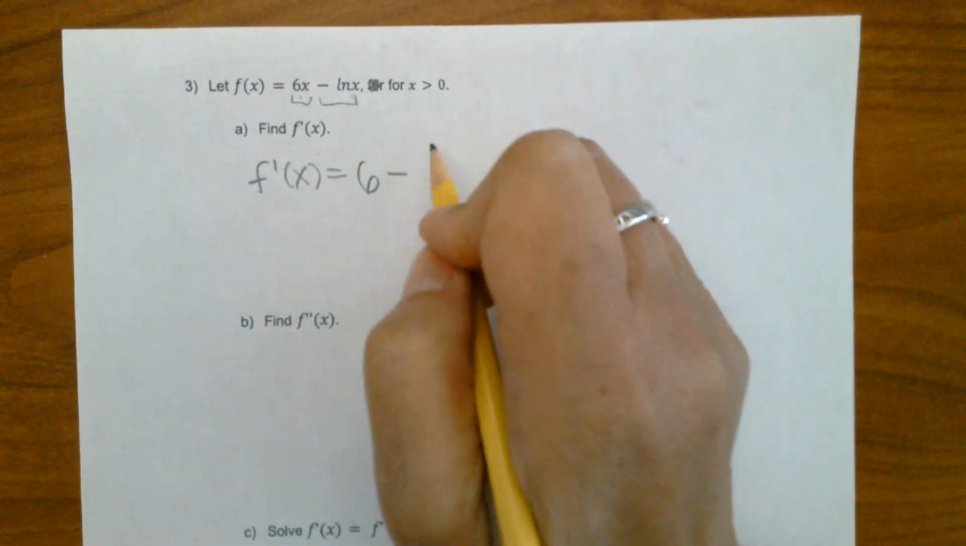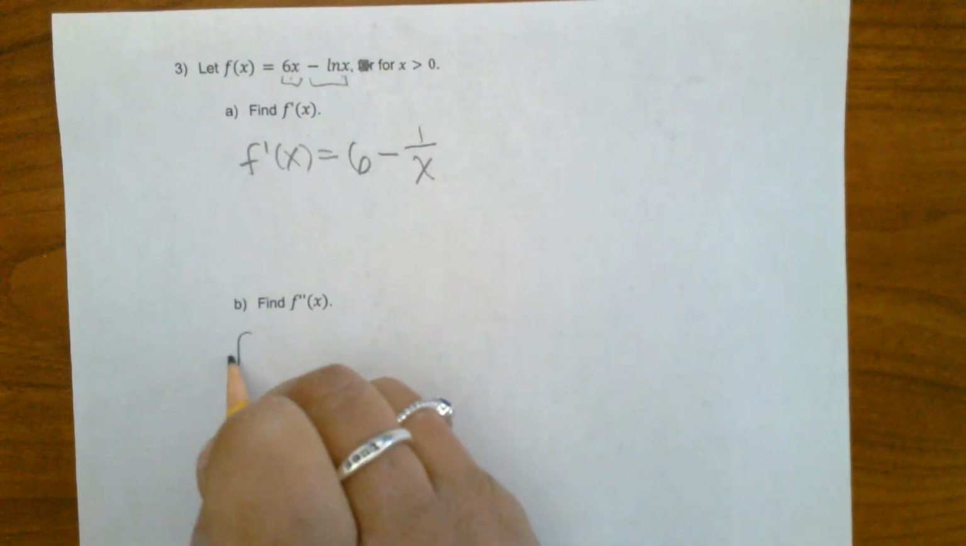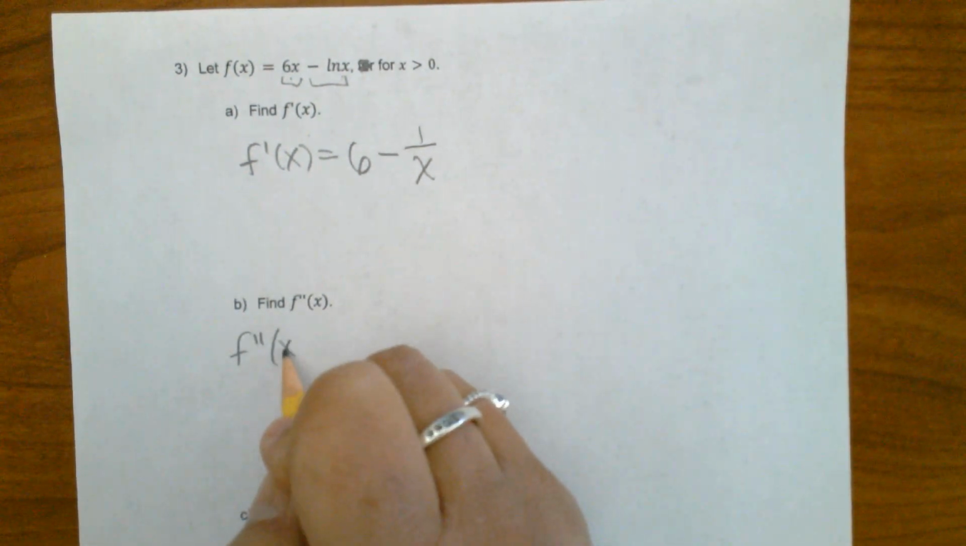So let's do that. And that's it. We're done. Okay, let's do the second derivative. Find f double prime of x.